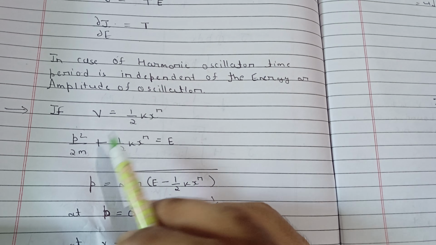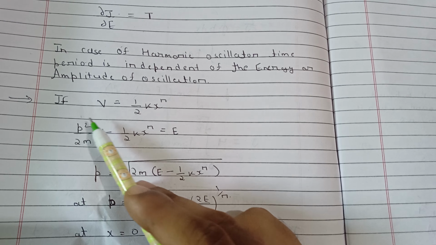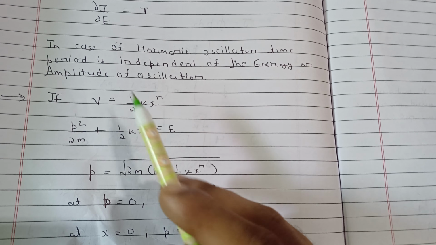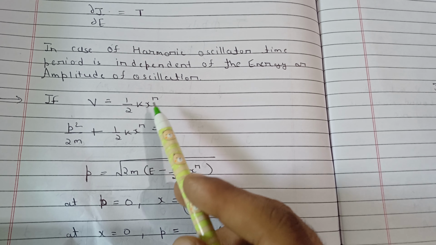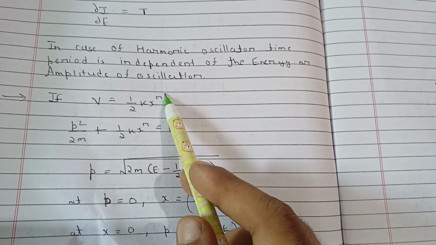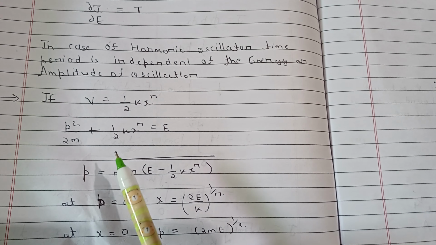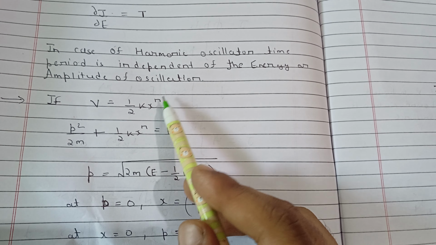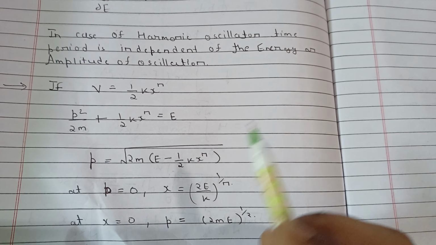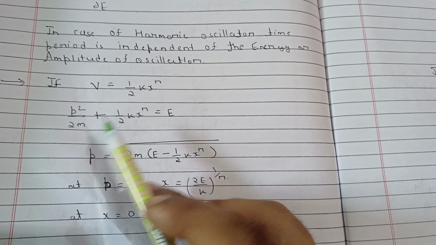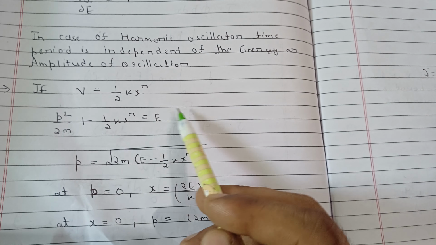In case of harmonic oscillator it is the same, but now if we take V equal to 1/2 k x^n, there we take only x squared, but now we have taken a general case, and this x is to the power n, and n can be even only. Because for n even, only then this potential is defined for the bound motion. So now the particle's total energy will be p squared by 2m plus this potential energy equal to total energy.